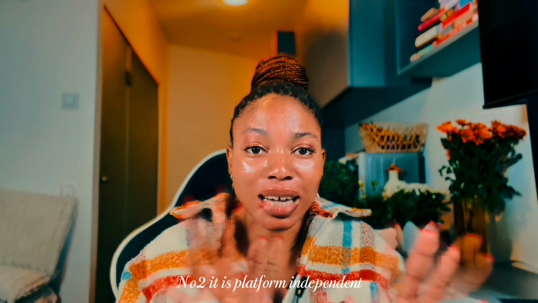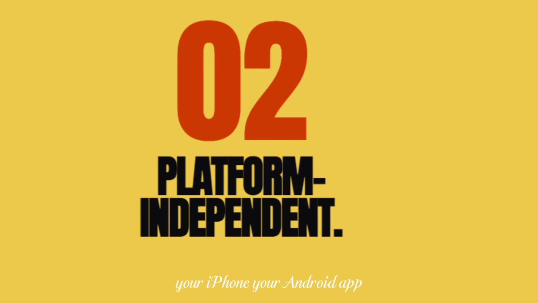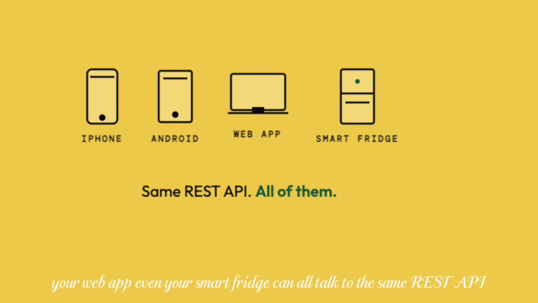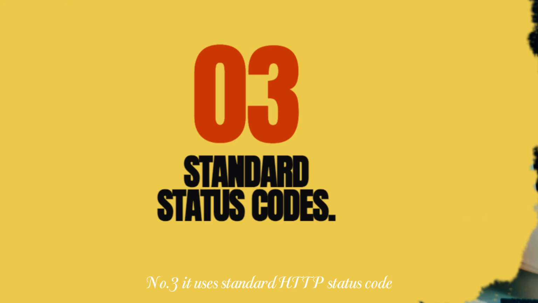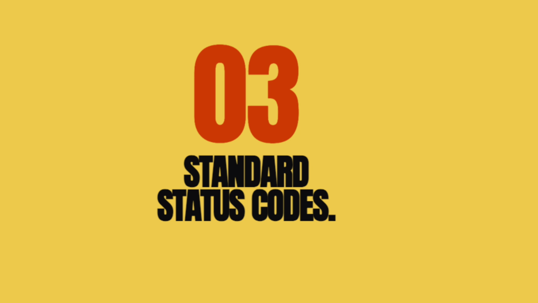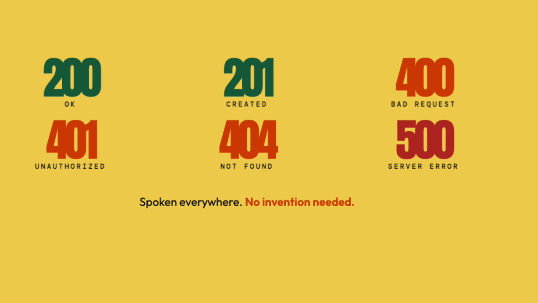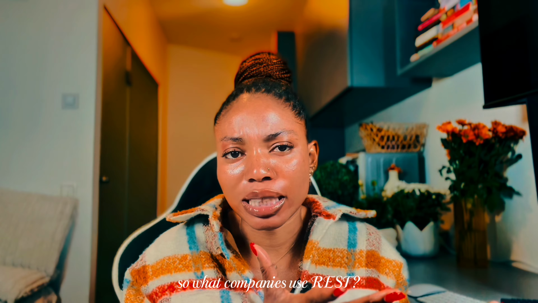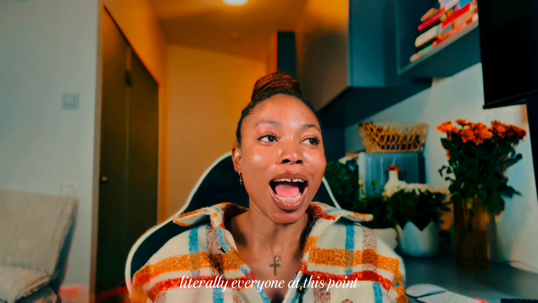Number two, it is platform independent. Your iPhone, your Android app, your web app, even your smart fridge can all talk to the same REST API. Number three, it uses standard HTTP status codes. 200 OK, 201, 400, 401 unauthorized, 404 not found. These are universal. So what companies use REST? Literally everyone at this point. I feel like REST is the default, kind of.